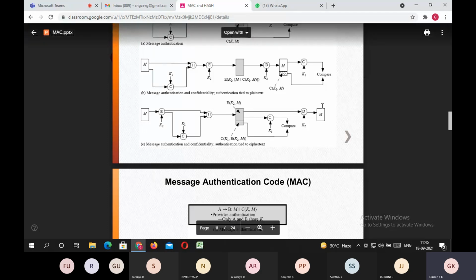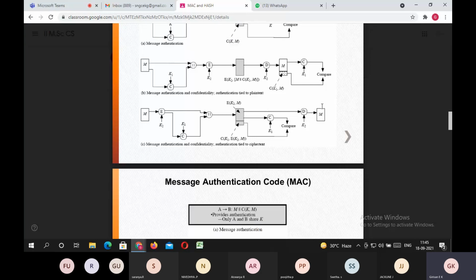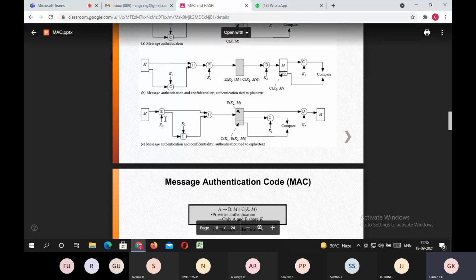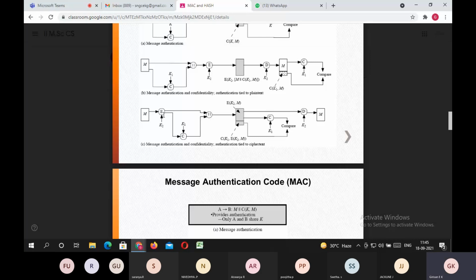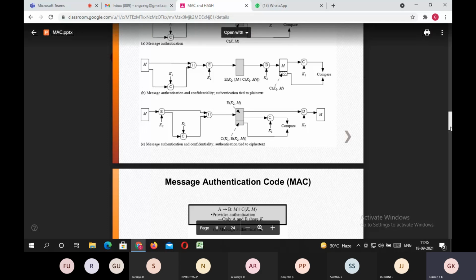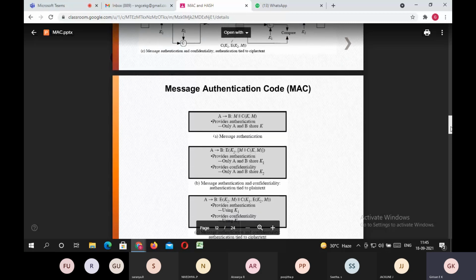Again, he will decrypt the message using K2, the same key that is used by the sender for encryption. Then he will also compute the MAC from the received message. Since the MAC code is already appended and the new MAC code is computed, both should be the same. Otherwise, he will reject. So this is another form where we tie the authentication to the ciphertext. In the previous case, the authentication is added to the plain text. So these are the three forms of computing the MAC.